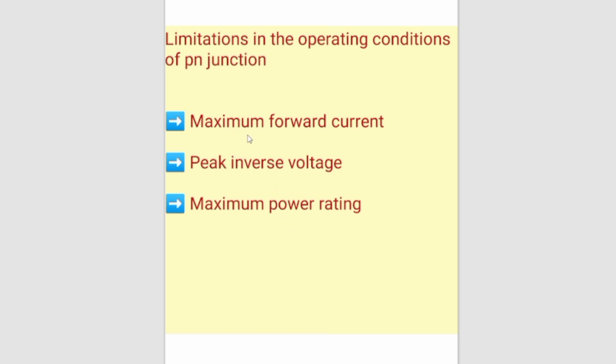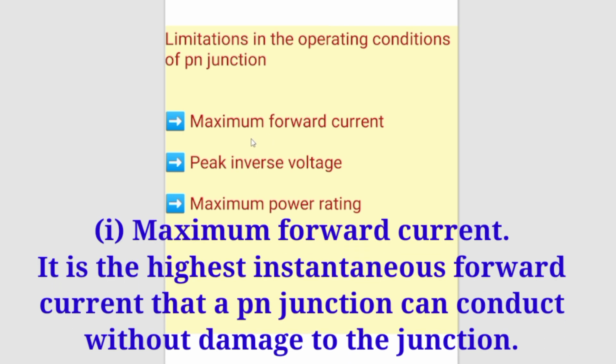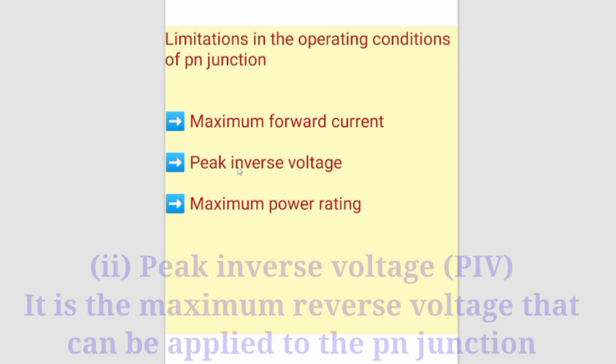First one is maximum forward current. It is the highest instantaneous forward current that a PN junction can conduct without damage to the junction. The manufacturer's datasheet usually specifies this rating. If the forward current in a PN junction is more than this rating, the junction will be destroyed due to overheating.